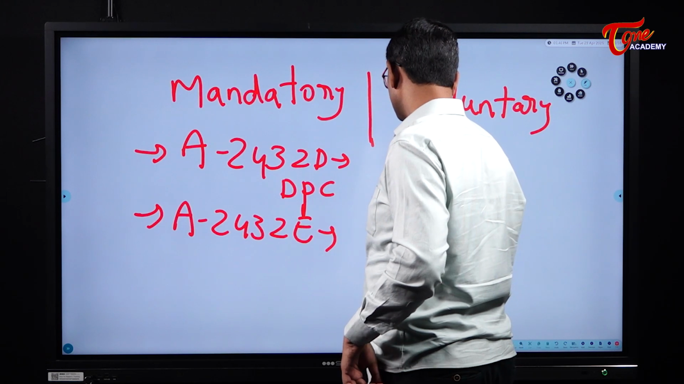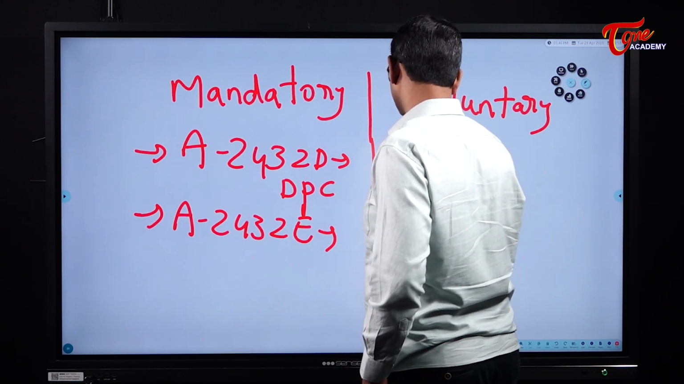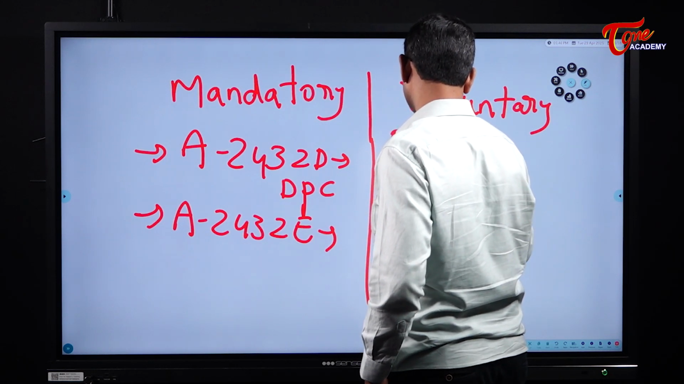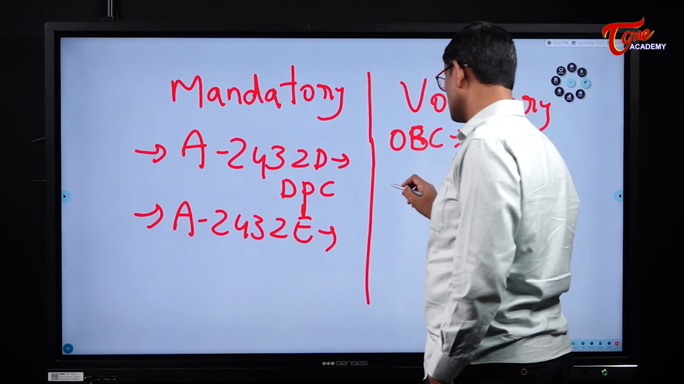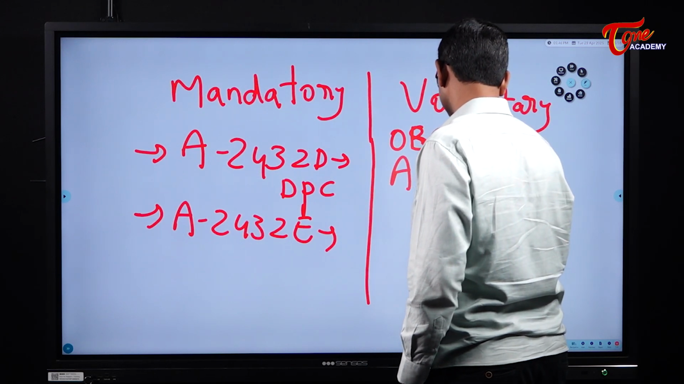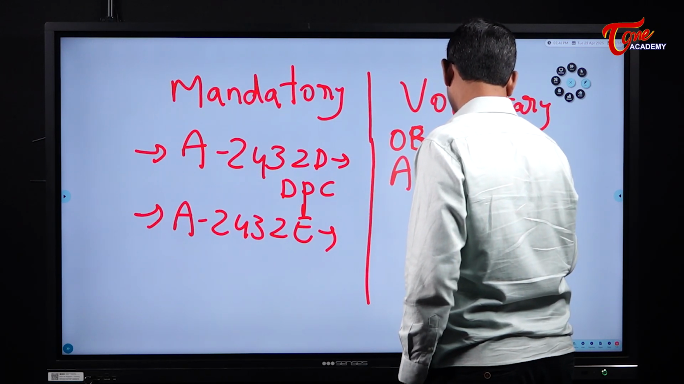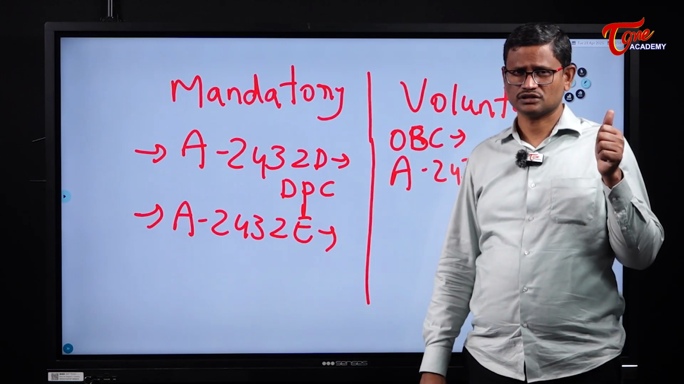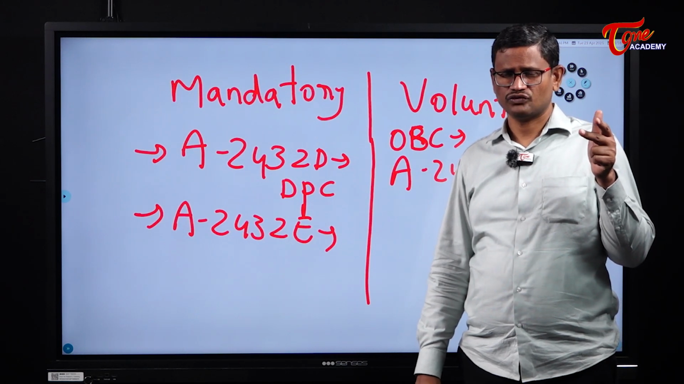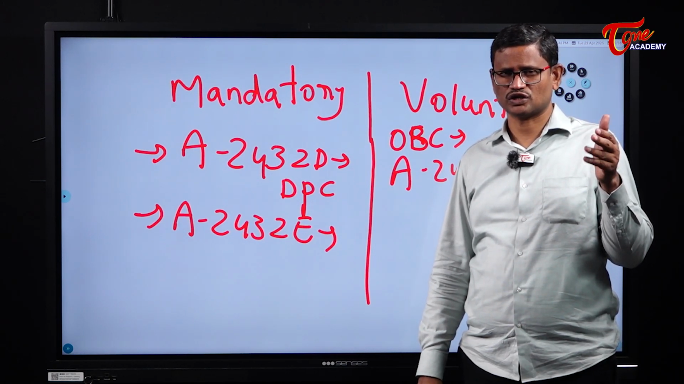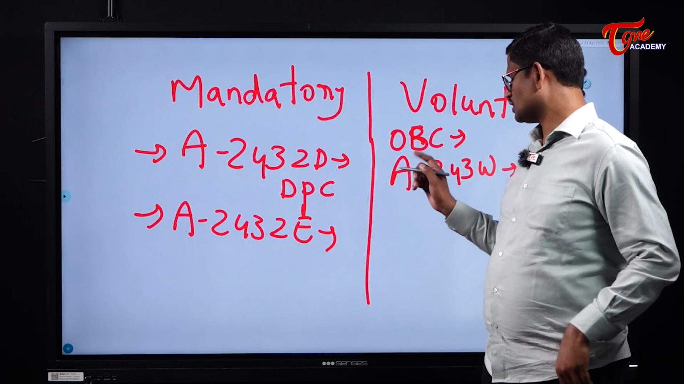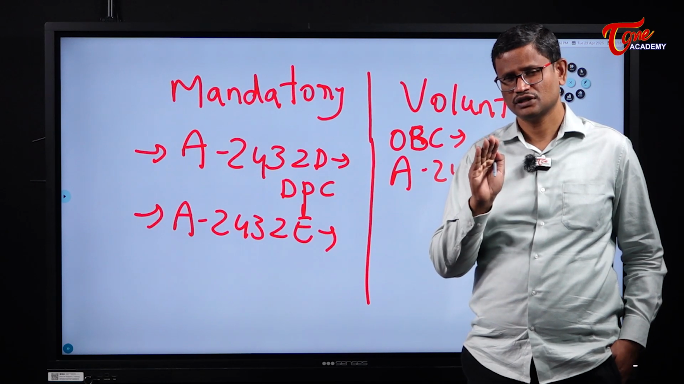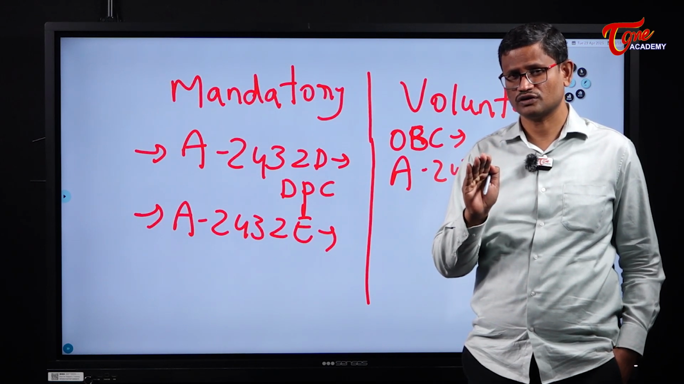Then when it comes to the voluntary provisions, in the urban local bodies, giving reservations to the OBCs is a voluntary provision. Then under Article 243W, devolving functions, functionaries and finances to the urban local bodies with respect to 18 items in the 12th schedule is again a voluntary provision, which means it is not compulsory for the states to devolve these functions.